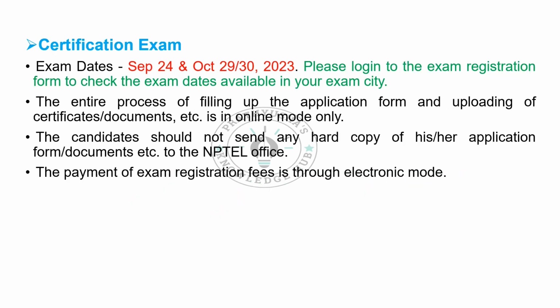So here comes the certification exam. Exam dates are, as we have seen in the timeline, September 24th and October 29th and 30, 2023. So here you can check these details of the exam registration form by logging into your Gmail account. The date of the exams and the city, you can find complete details in your mail.